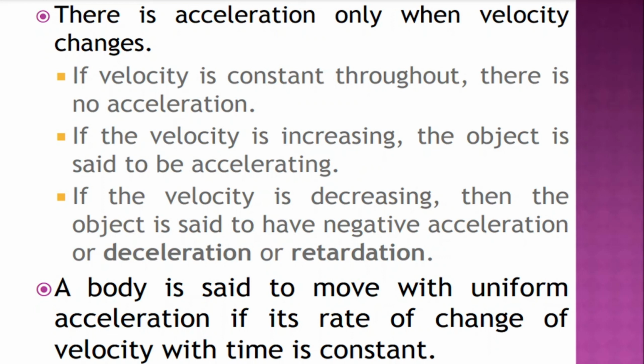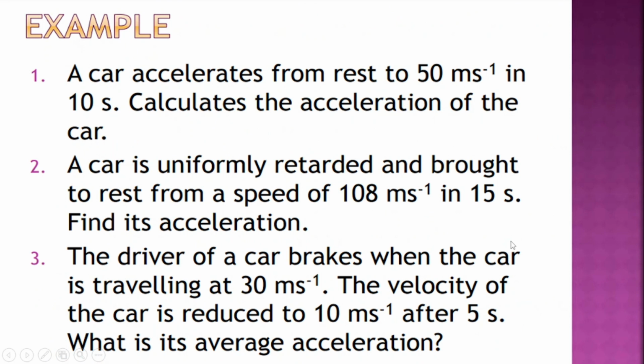Okay, so when we say that a body is moving with uniform acceleration, it means that the rate of change of velocity with time is constant. Its rate of change of velocity is constant, or in other words, you can say that the change in velocity with respect to time is constant throughout the journey. Then the body is said to have uniform acceleration.